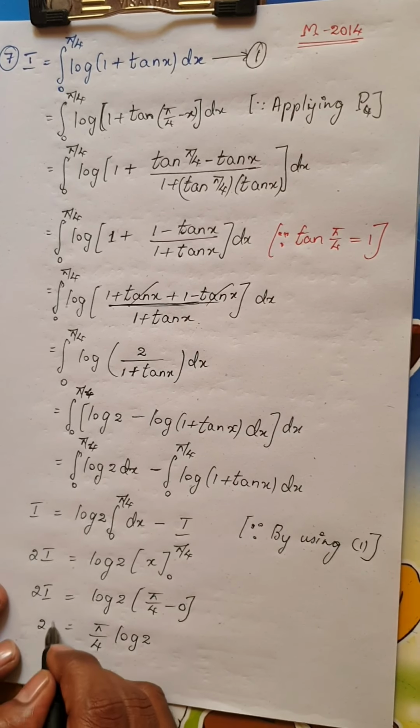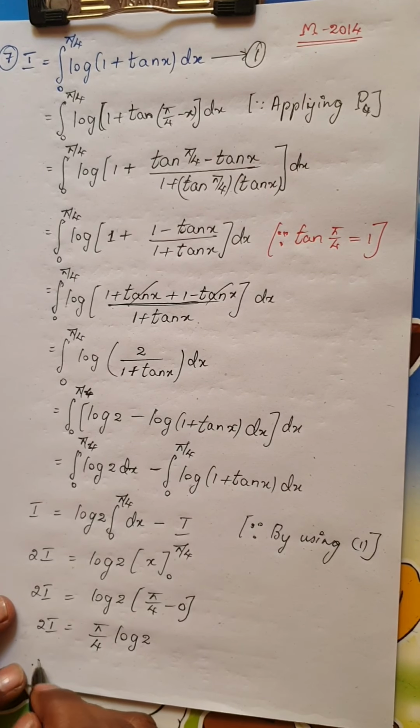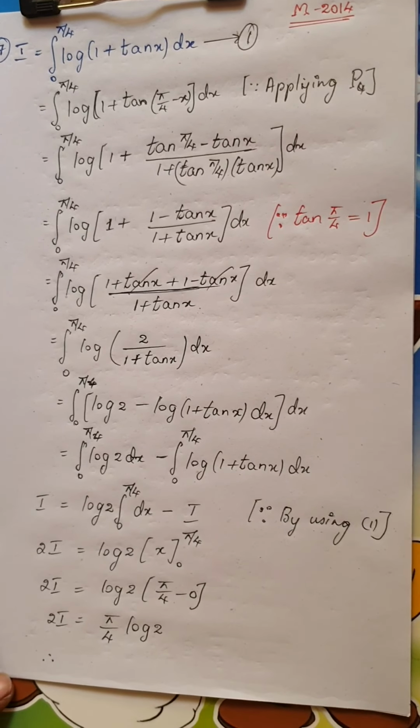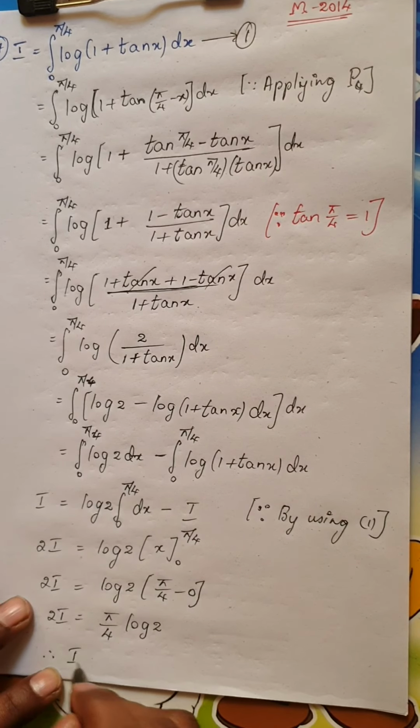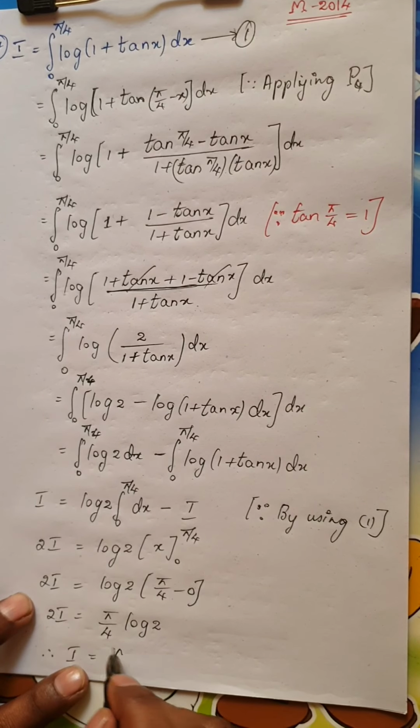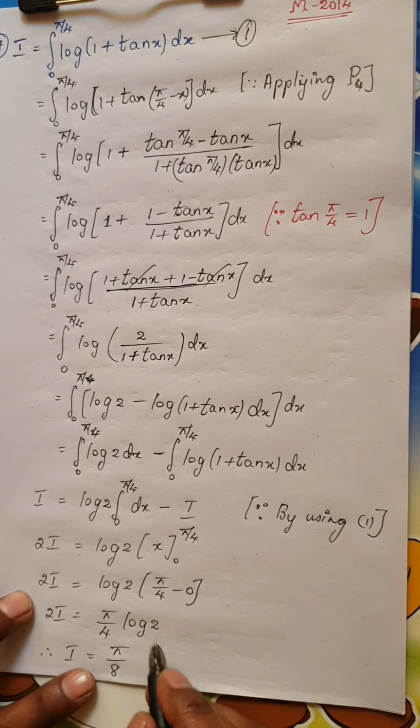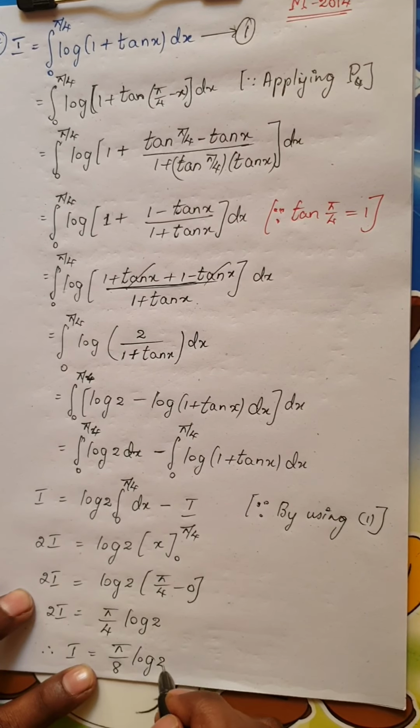This is nothing but 2I, remember. Therefore, the value of I, that is the final answer, is nothing but, this 2 would be multiplied here, so pi by 4 times 2 is 8, into log 2.